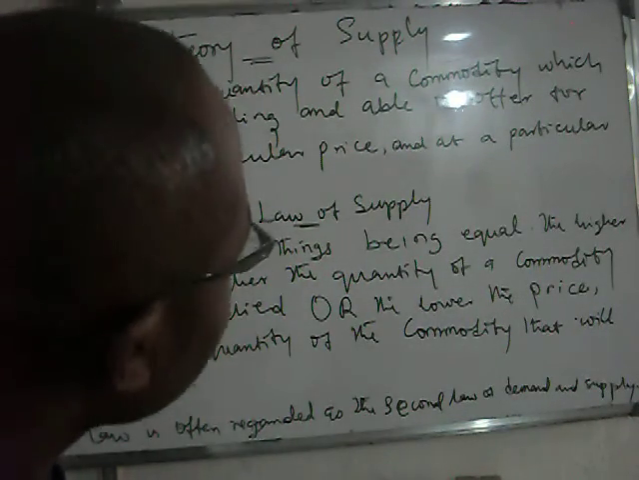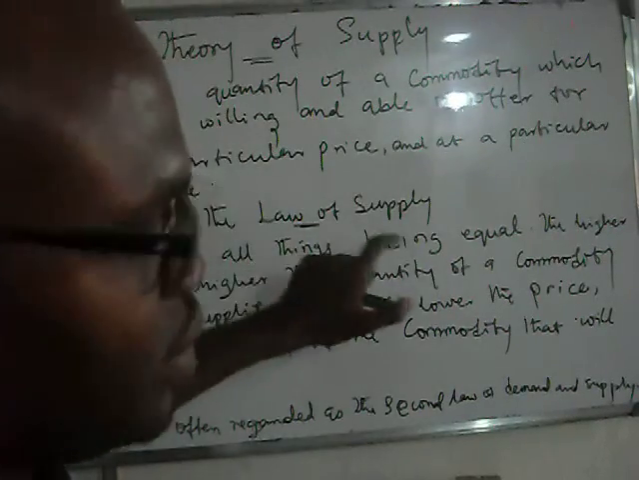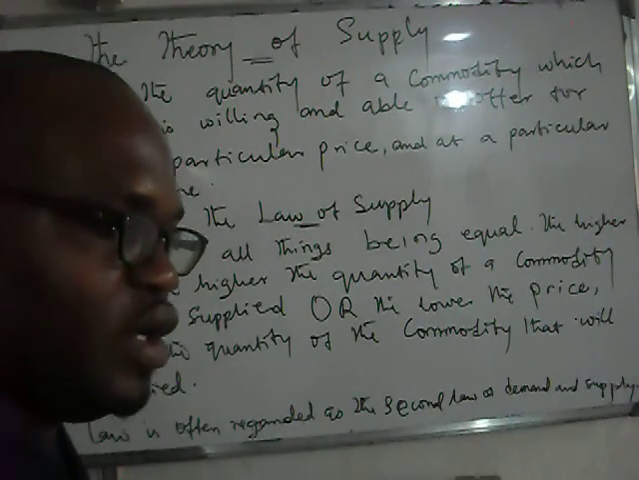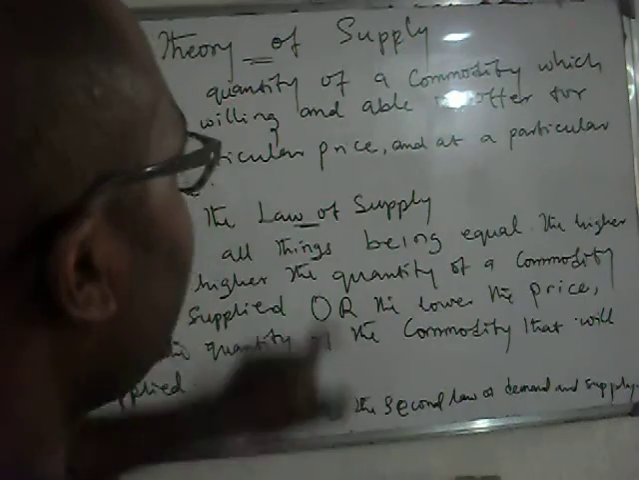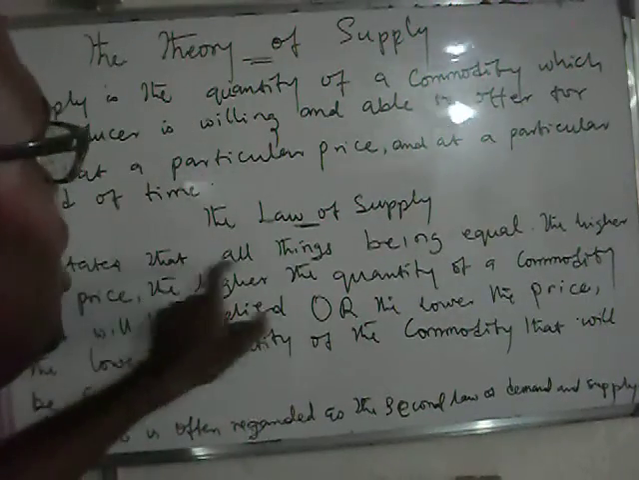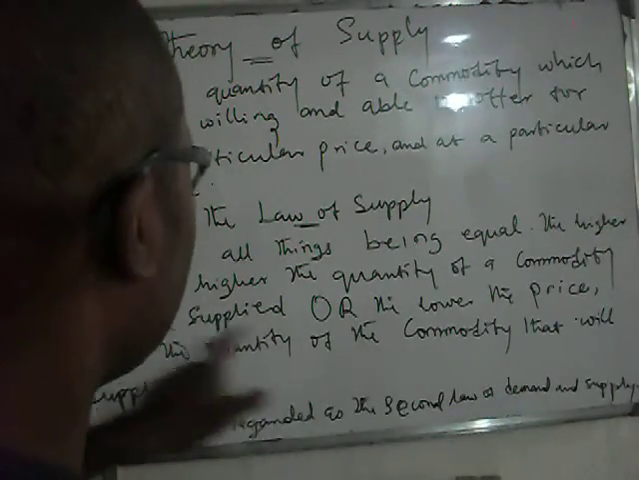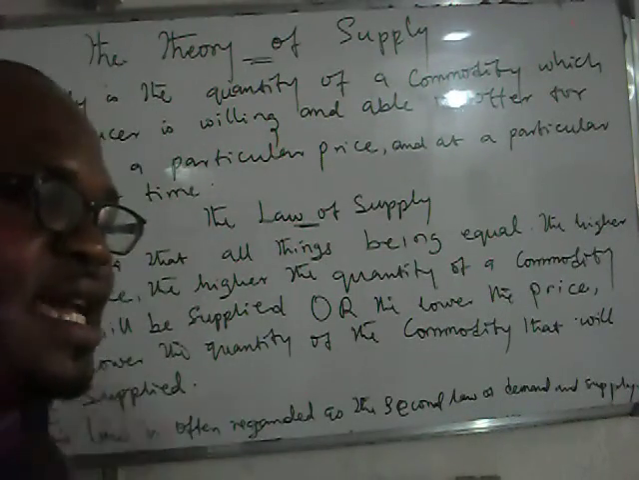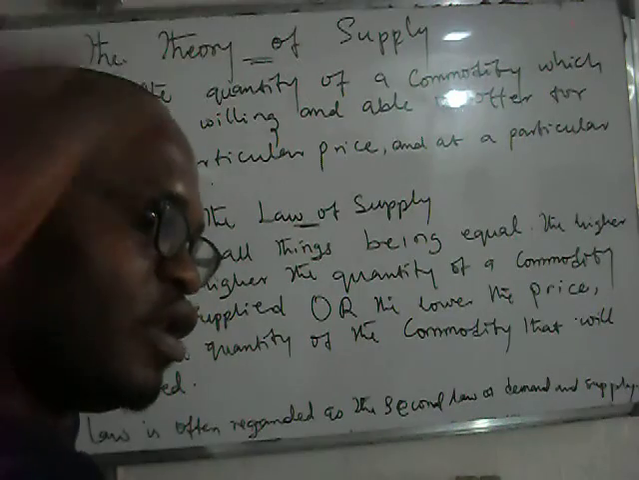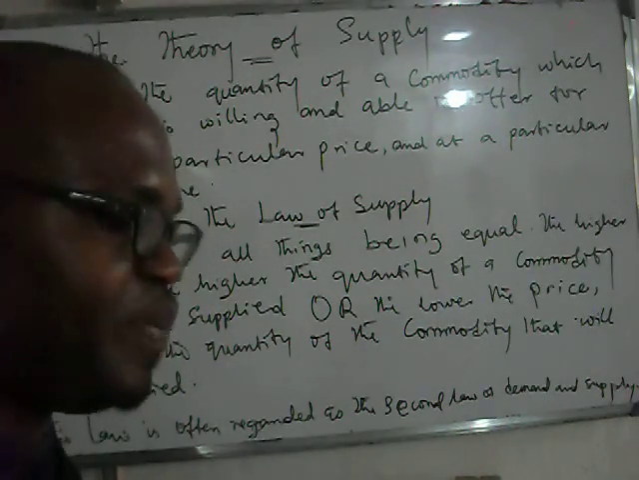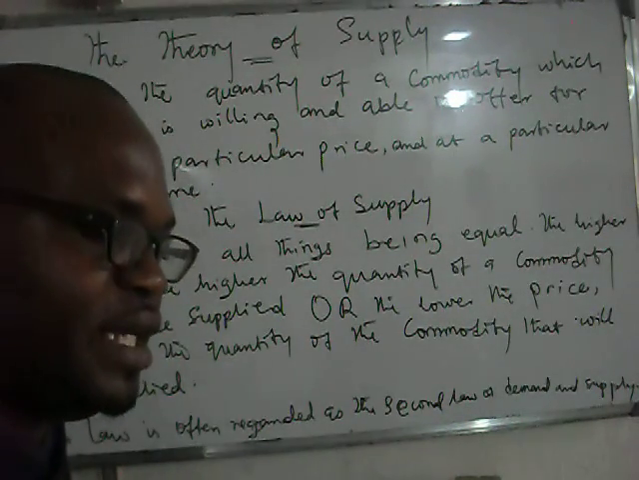Is that clear? And supply is governed by a law known as the law of supply. And this law of supply simply states that all things being equal, the higher the price, the higher the quantity of a commodity that will be supplied. That's what the law of supply says.